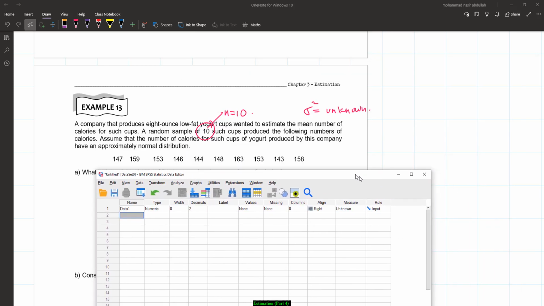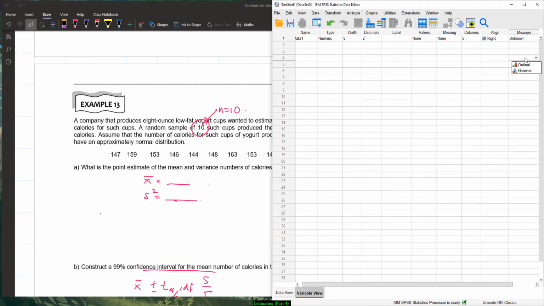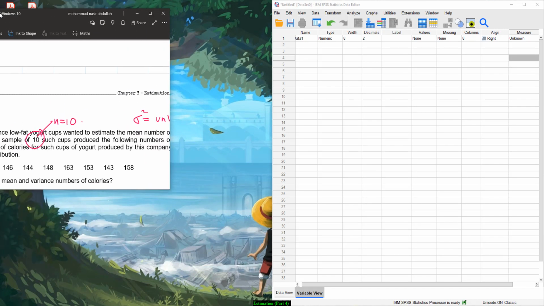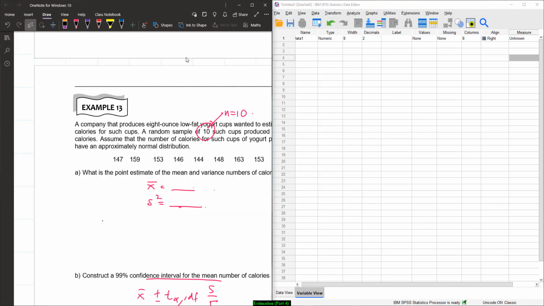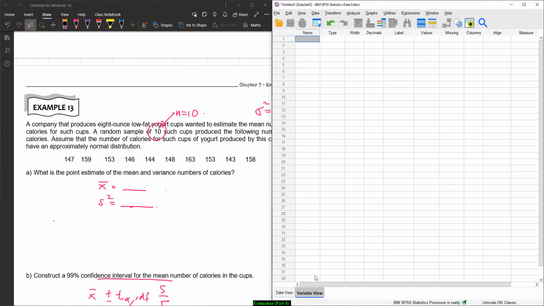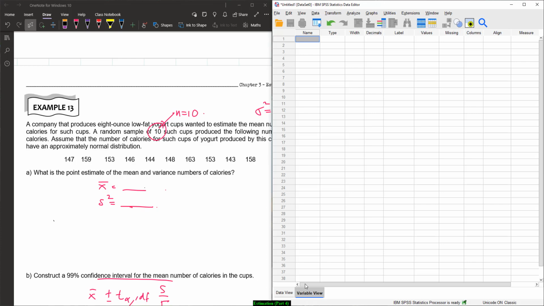To key in the data, let's say for example number 13 ni, I nak tunjuk menggunakan data key in data in SPSS, right? So first, before we key in the data in SPSS, suppose you dapat macam ni lah. This is a blank data view and blank variable view, right? So to key in the data in SPSS, you need to define the variable first.